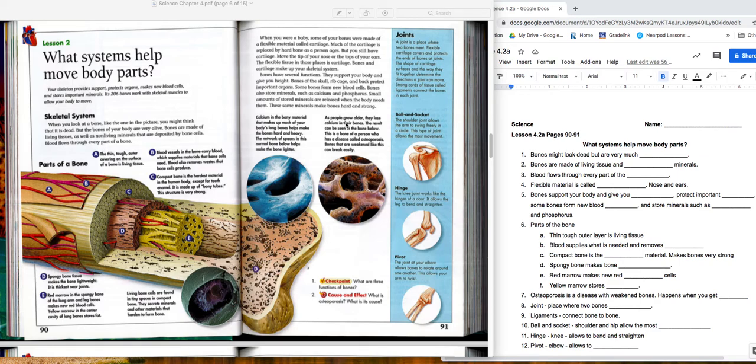Okay, as people grow older, they lose calcium in their bones. The result can be seen in this bone below. This is the bone of a person who has the disease called osteoporosis. We'll talk about it today, we'll talk about it again tomorrow. Bones that are weakened like this can easily break. So down here, osteoporosis is a disease with weakened bones.